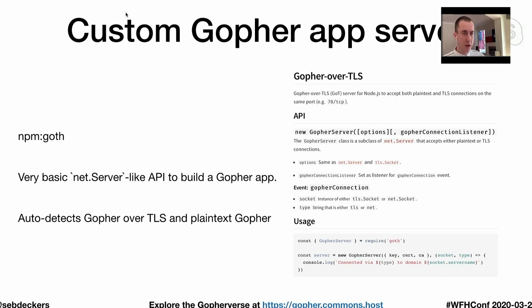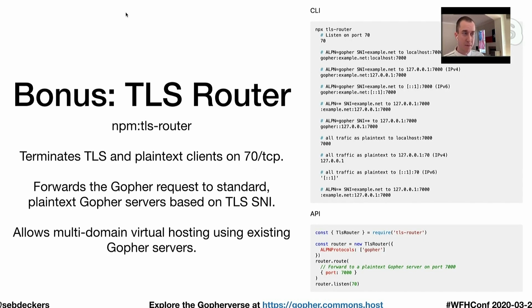Another thing that you might want to look at is the Goth module again, a very tiny little Node.js package that gives you a very simple app server to create Gopher apps. So if you want to do something more fanciful, take a look at this. It'll give you support for TLS and plaintext out of the box, and save you that headache and get you started right away.